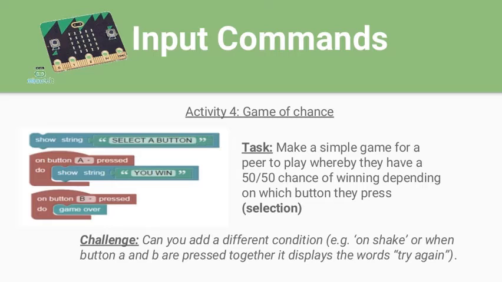Activity 4. Game of Chance. Task: make a simple game for a peer to play whereby they have a 50-50 chance of winning depending on which button they press. Challenge: can you add a different condition? For example, on shake, or when buttons A and B are pressed together, it displays the words "try again."